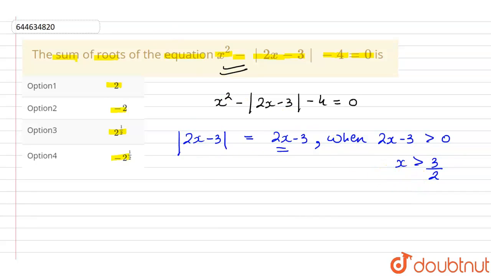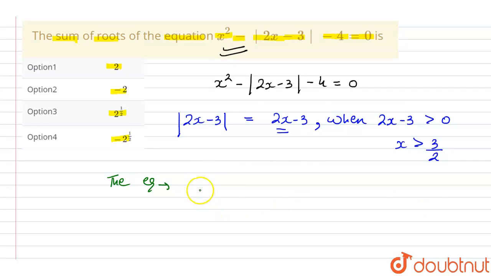So for this particular state, the equation will become x square minus the value of mod of 2x minus 3, which is 2x minus 3, bracket closed, minus 4 is equal to 0. So this can be written as x square minus 2x, minus minus plus, so plus 3, and minus 4, this will be minus 1, equal to 0. Okay, now we need to find out the roots of this particular equation.